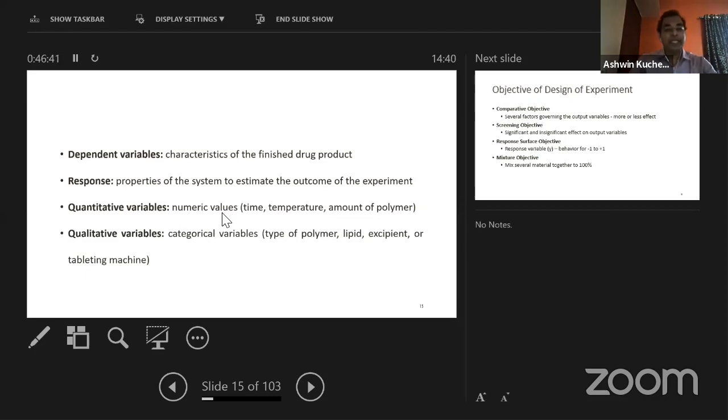So these are numeric, like time, temperature, amount of polymers. Categorical variables like grade of polymer, lipid, excipients, or tableting machine. When you go for compression of tablets, there are different types of tablet, different toolings of tablet. Tooling A, tooling B, tooling D, depending on the left-hand side and right-hand side compression, meaning left-hand side punch, right-hand side punch during commercial batches. So these are different terminologies which are used in design of experiments.